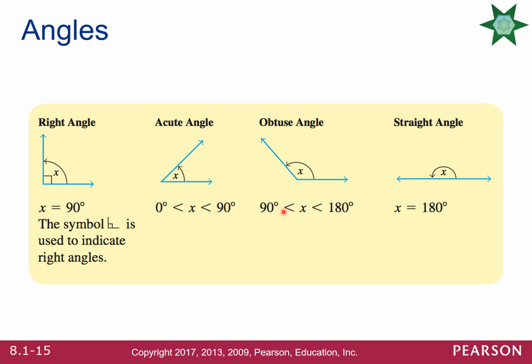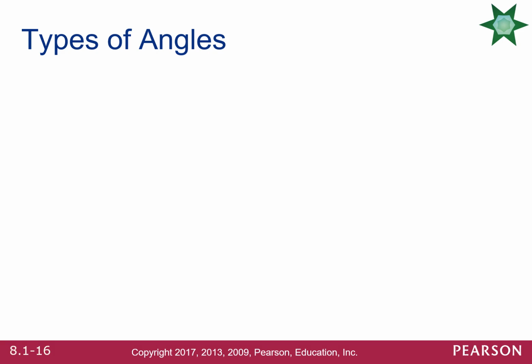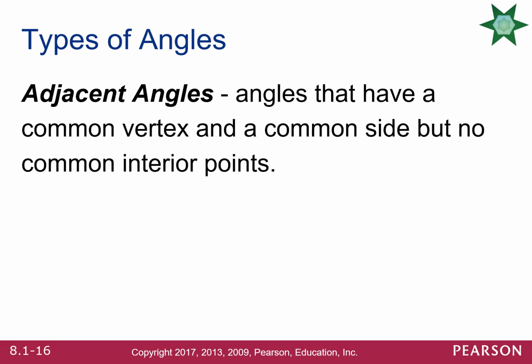Obtuse angles are angles that measure between 90 degrees and 180 degrees. Typically, it looks like this, all right? And then a straight angle is essentially a line. It's 180 degrees. So a straight line has 180 degrees in it, all right? A few other types of angles, the first one being adjacent angles.